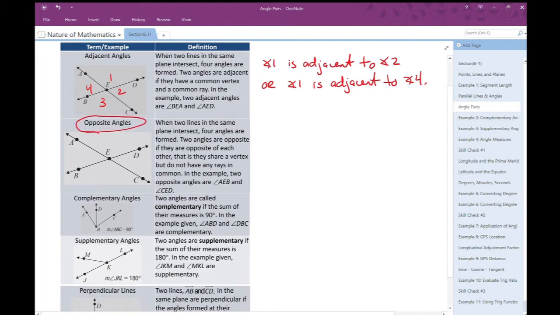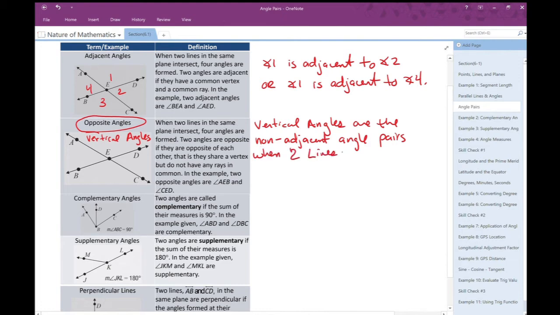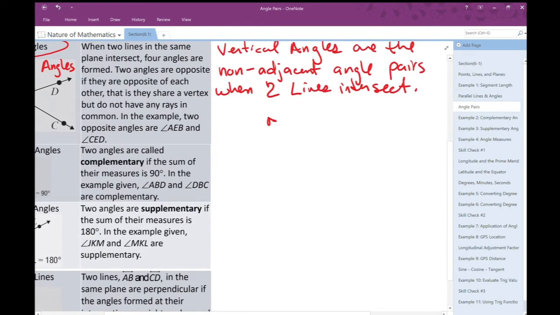Opposite angles, most textbooks call these vertical angles. Vertical angles are the non-adjacent angle pairs when two lines intersect. So vertical angles, the way that books try to trick us sometimes is they don't draw two lines. Like right here, this is two lines intersecting. 1, 2, 3, 4. 1 and 3 are vertical because they're not adjacent. 2 and 4 are vertical.